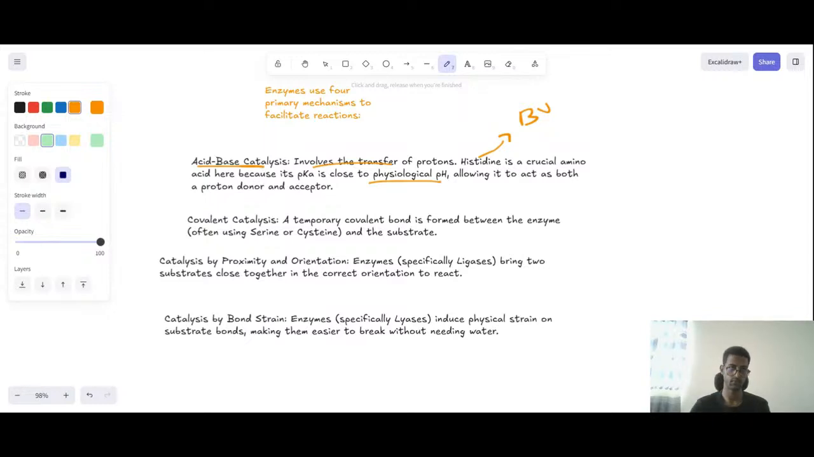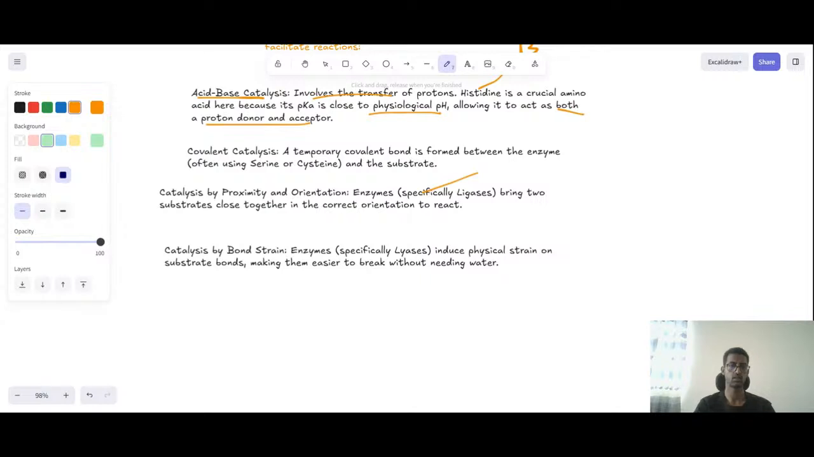Okay, we use it as a buffer. Histidine is used as a buffer. Histidine is an amino acid with a polar, positively charged side chain. So it acts as a buffer, as both a proton donor and acceptor. Okay.